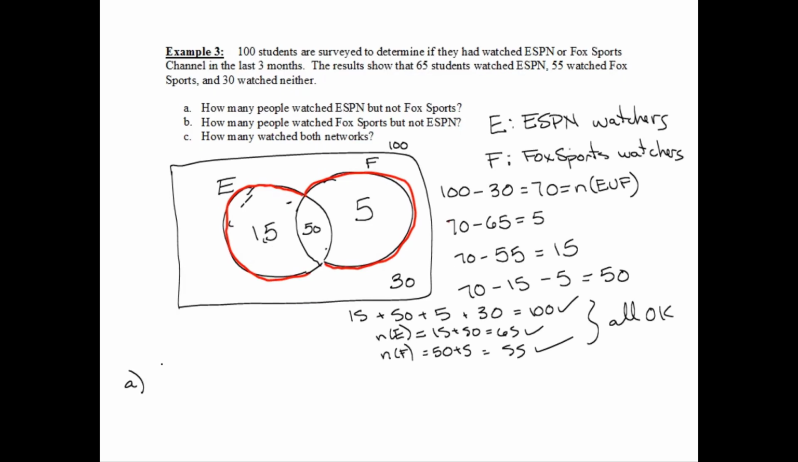How many people watched ESPN but not Fox? Well, how do we write that in set notation? They watched ESPN, so that means they are in E. However, they are not Fox watchers, so F complement. What portion of my Venn diagram applies to that? Well, they have to be in E but not F, so that would be 15.